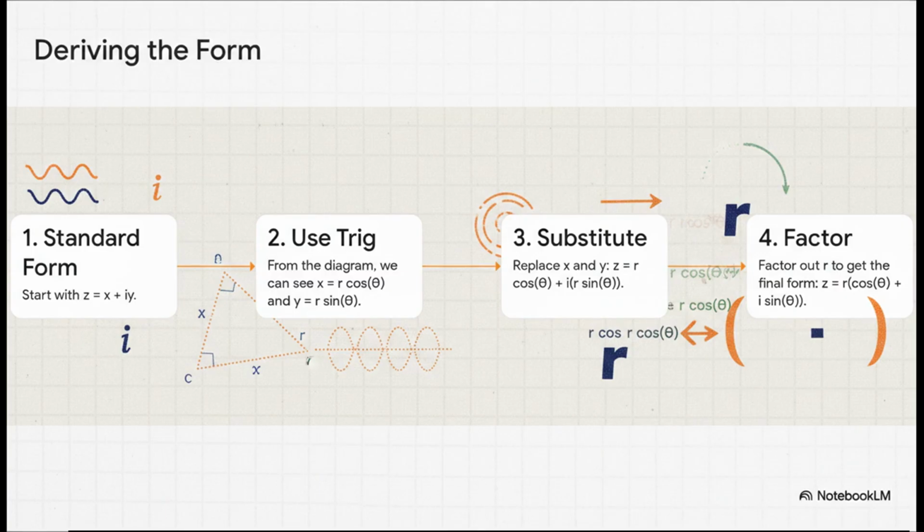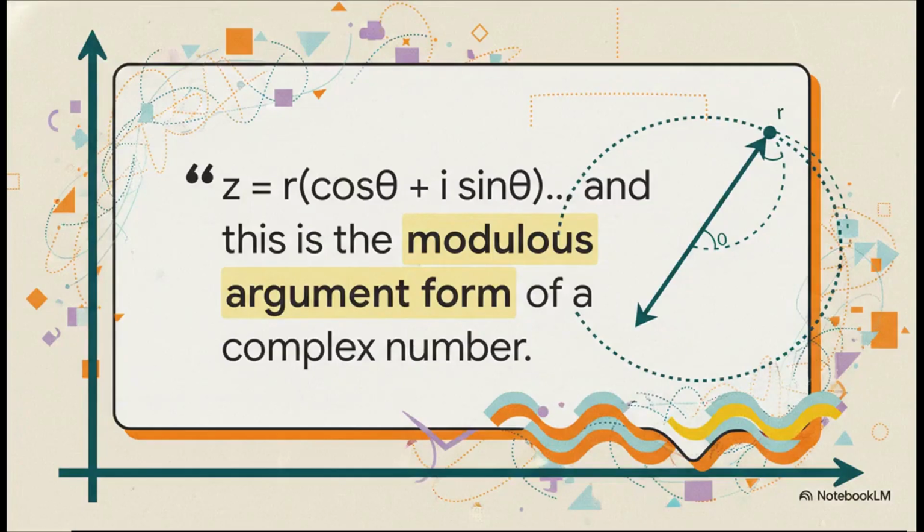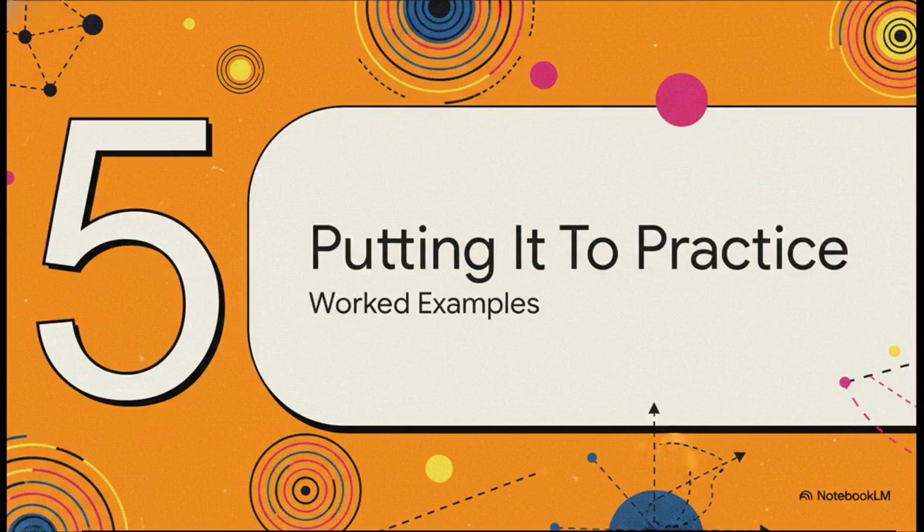So we pop those back into the original formula, factor out that r, and we're left with this beautiful new expression. And there it is: z equals r, the modulus, multiplied by the quantity cos of theta plus i times sine of theta. All the information about that number, its distance and its direction, is captured right there in one tidy package.